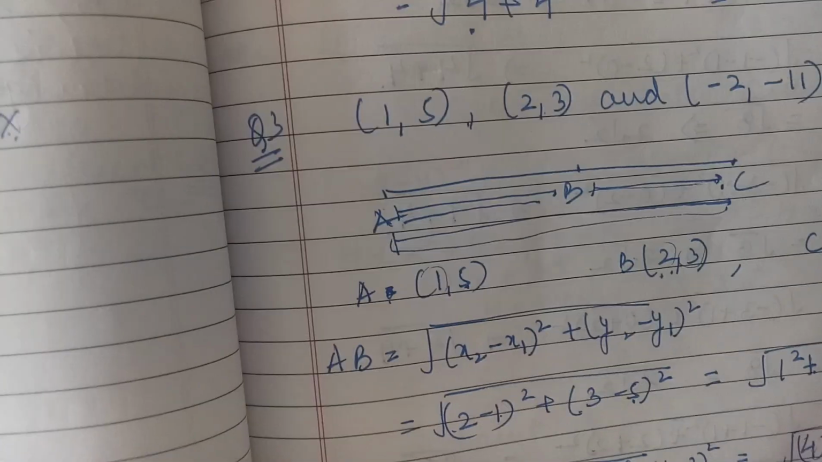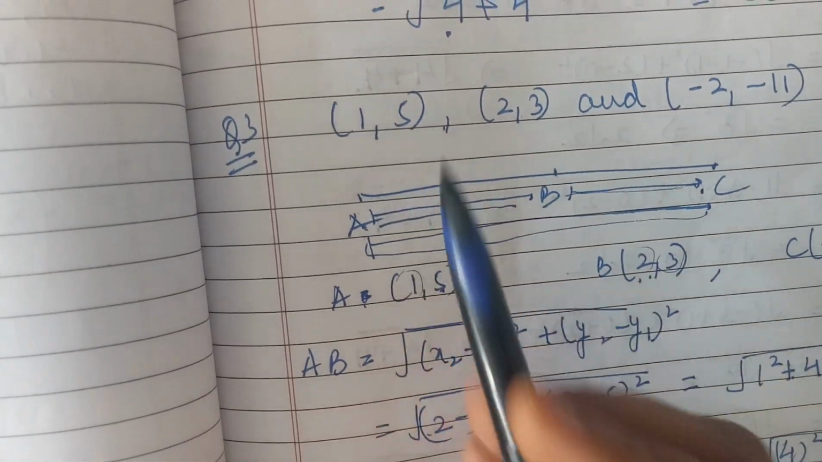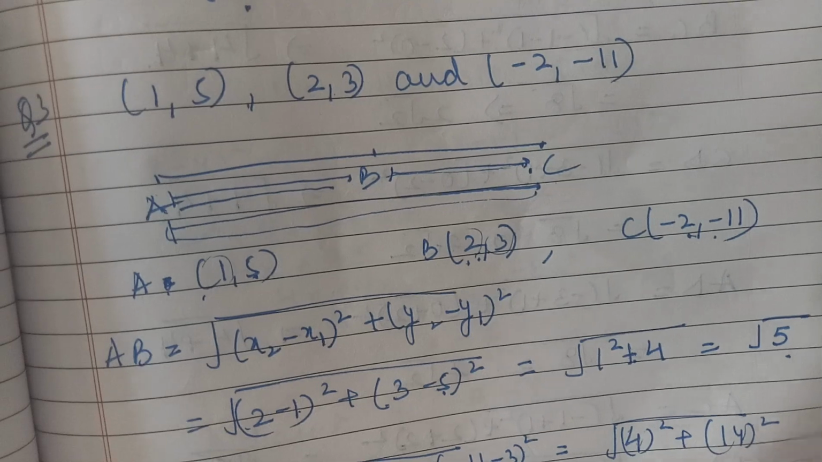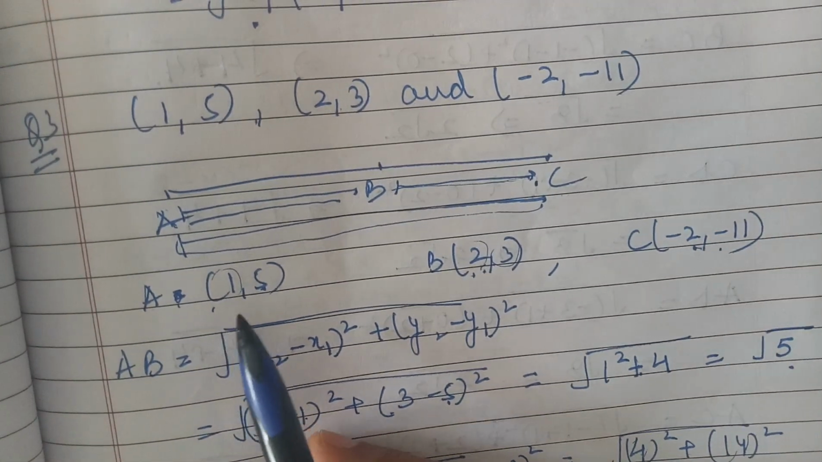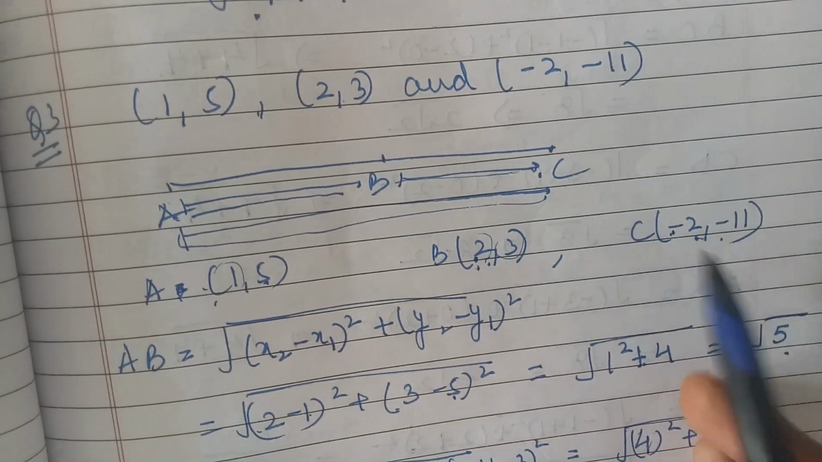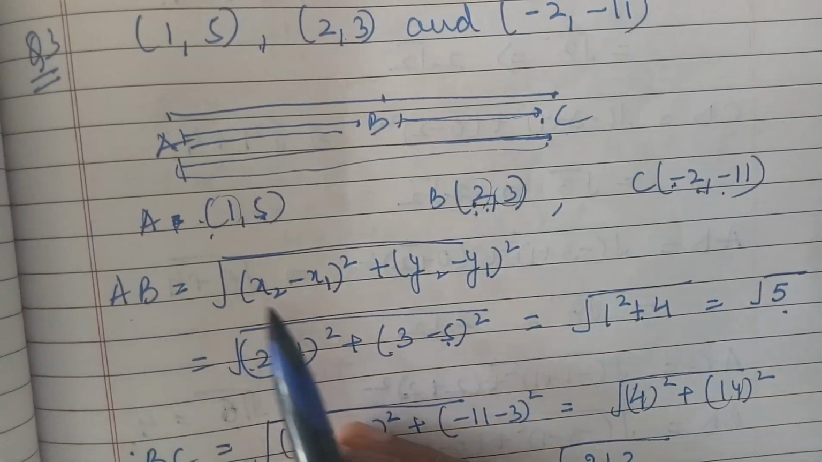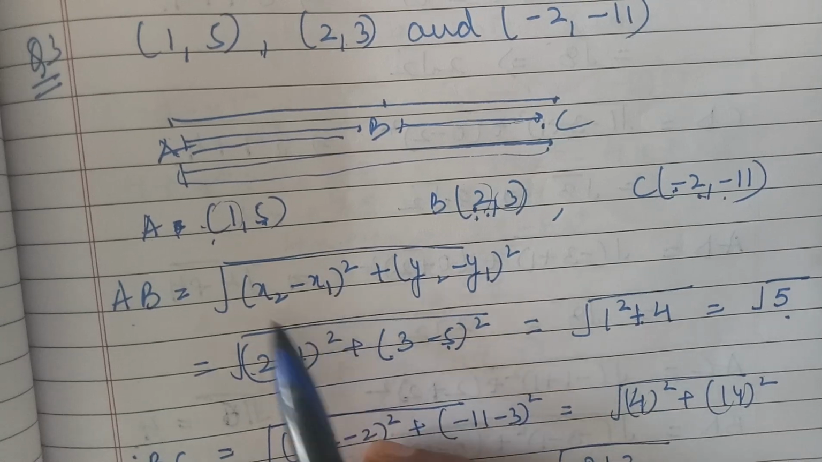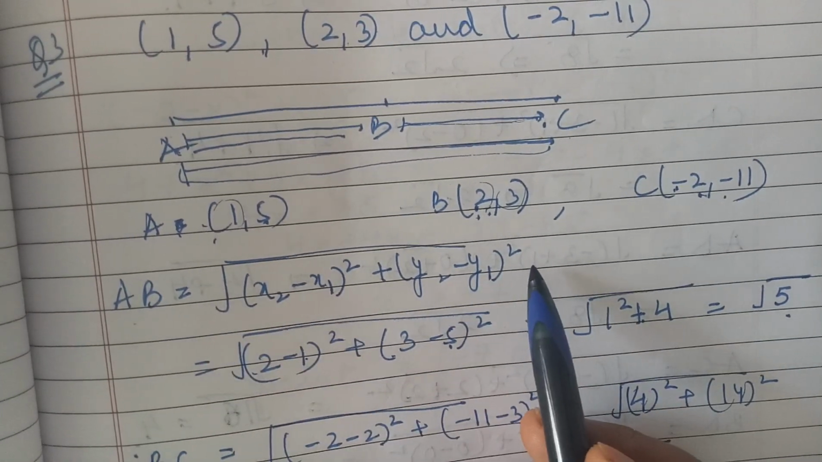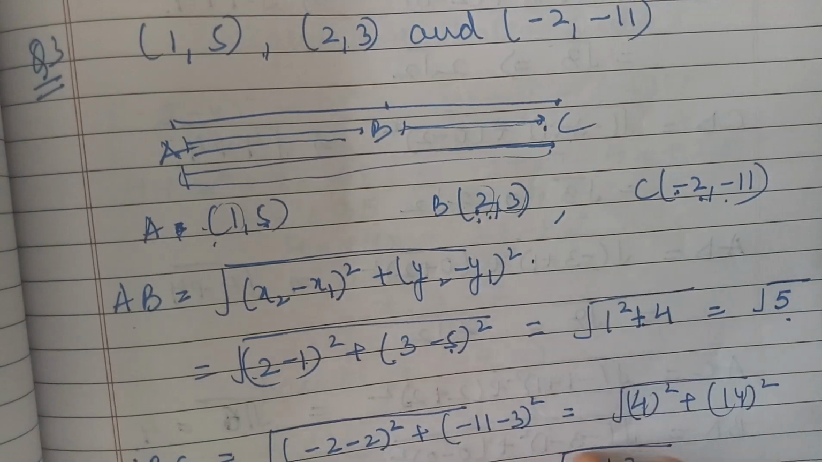Okay, let me start the question. Here I am giving the first point as A, second as B, and the third as C. So let's see, first of all what we have to do. We will find out AB, then BC, and then AC. So let's start. AB, the formula is x2 minus x1 whole square plus y2 minus y1 whole square, and under root. बेटा आपने बार बार ये फॉर्मूला लिखना है ताकि आपको लर्न हो जाए.